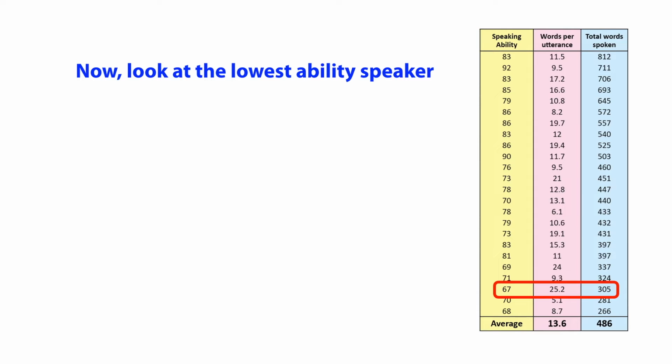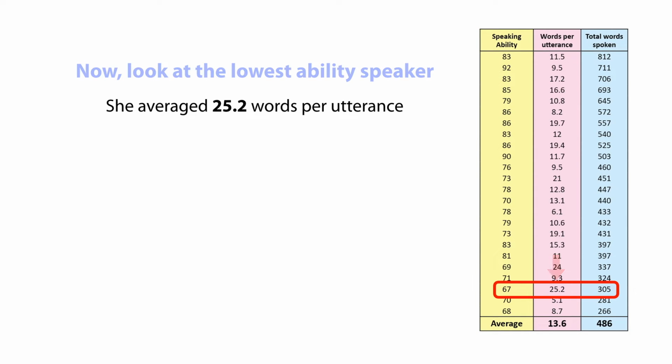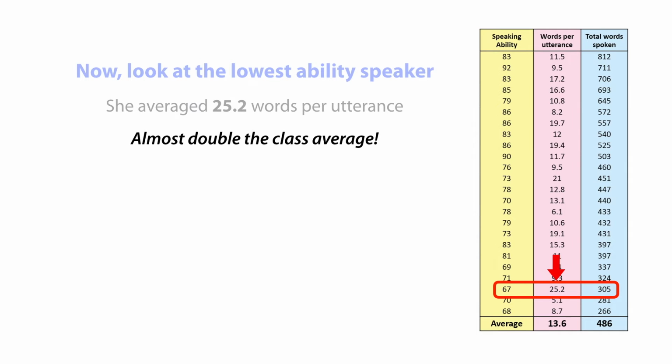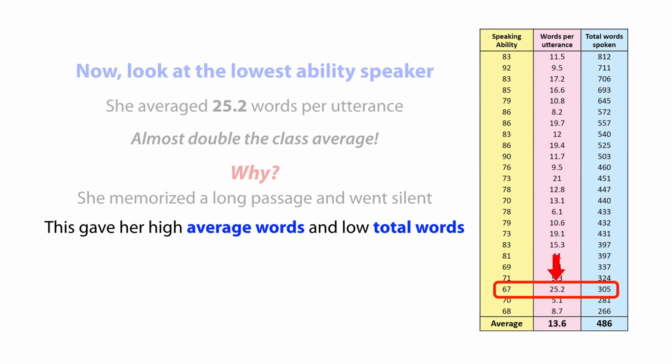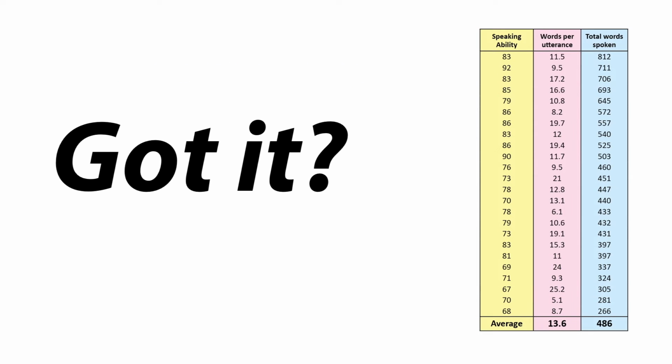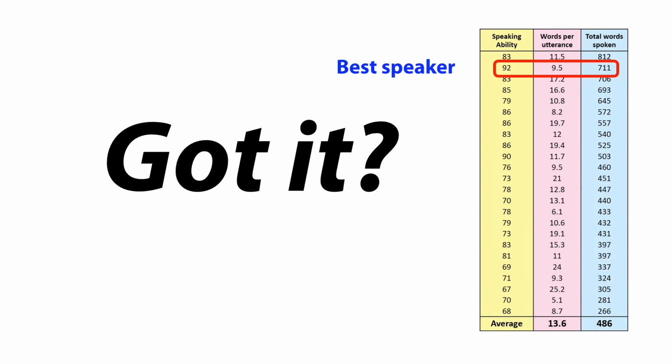Now, look at the lowest ability speaker. She averaged 25.2 words per utterance, almost double the class average. Why? She memorized a long passage and went silent. This gave her high average words and low total words. Got it? Best speaker, least speaker.